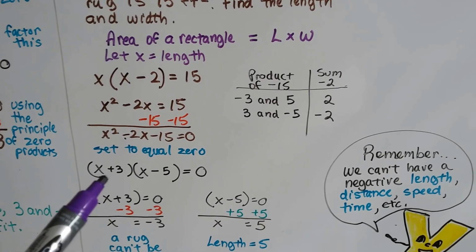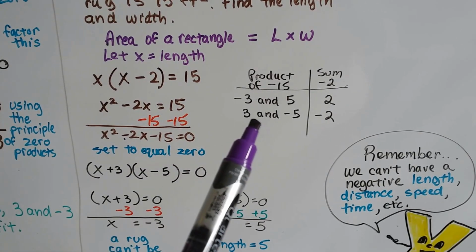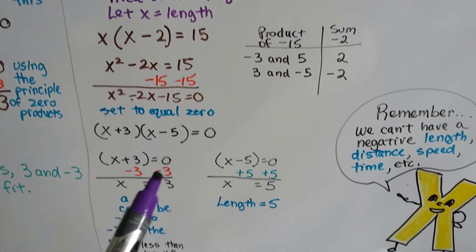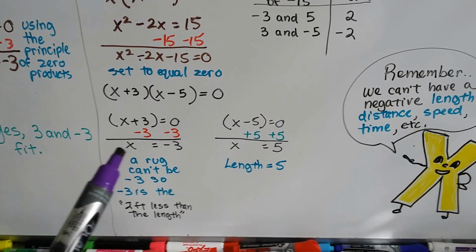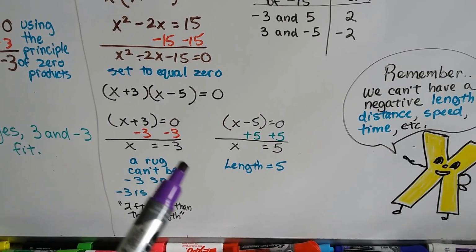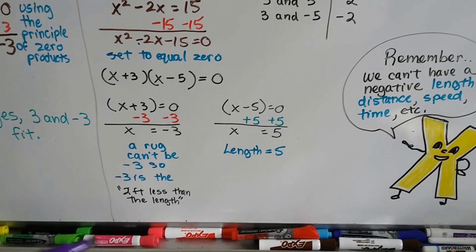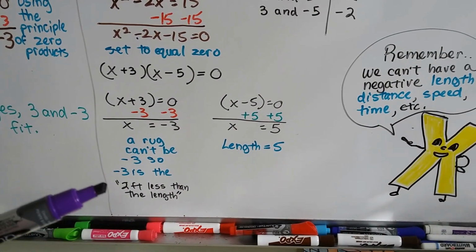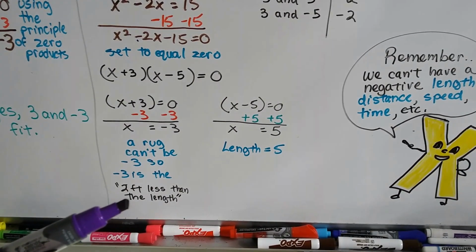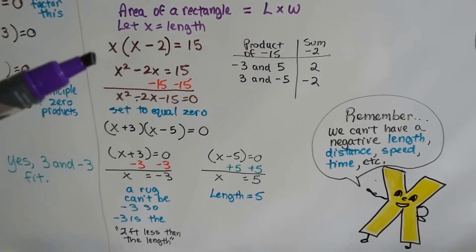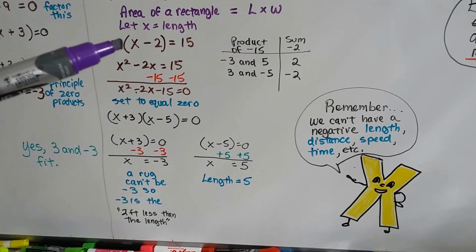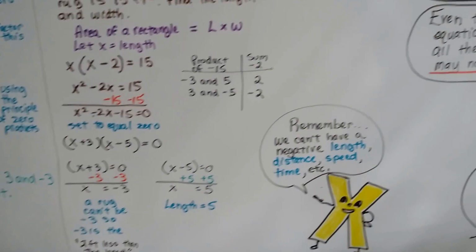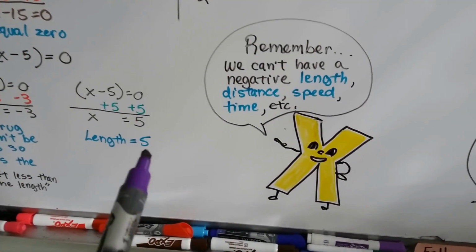And to factor it, we need to find two numbers that have the product of negative 15 and the sum of negative 2. And we come up with positive 3 and negative 5. We split them apart, use properties of equality to solve it, so it says x equals minus 3, x equals 5. And a rug can't be negative 3 feet, can it? So negative 3 doesn't fit the length. So when we plug it in, we get that the length is 5 and the width is 5 minus 2. See?